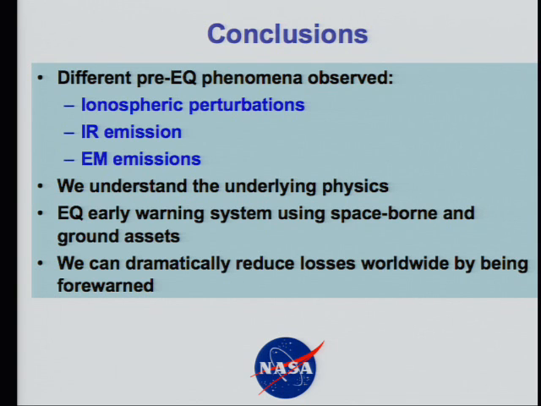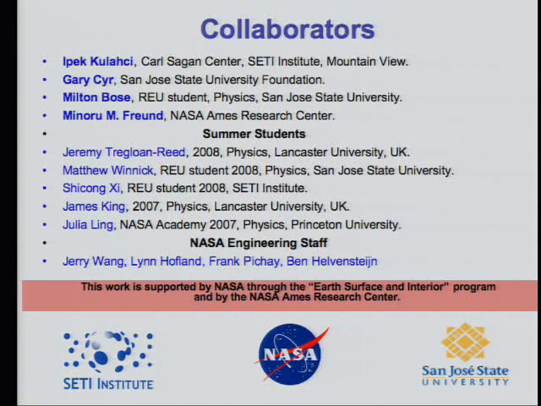So the conclusion, and you see I cannot talk about animal behavior and all the other fascinating things, but in conclusion, I think we have a pretty good understanding of the basic physical processes that can explain ionospheric perturbations, infrared emission, and low-frequency electromagnetic emissions. And now, together with NASA, we are proposing an earthquake early warning system using satellite technology and ground assets, a network of ground stations, and with that we can dramatically reduce loss of life and also mitigate loss of property from impending earthquakes. So again, my collaborators that helped me in this work, and thanks for your attention.